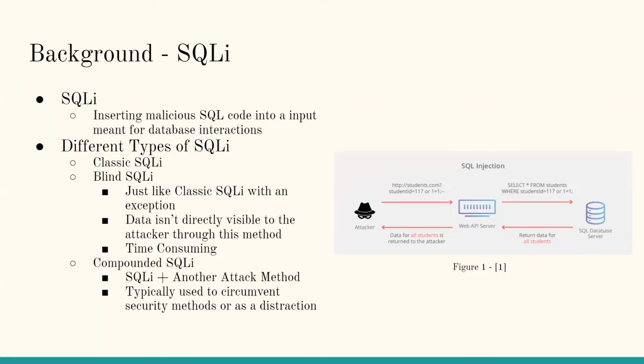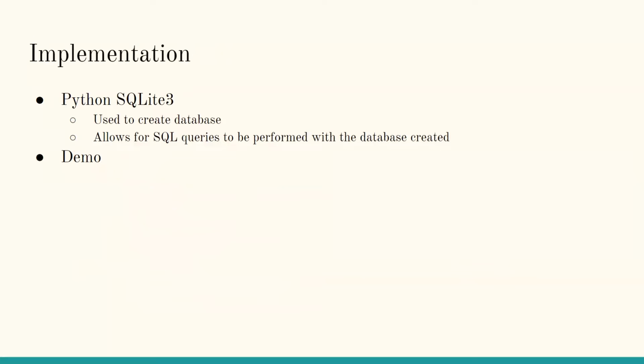There's also blind SQL injection, which is basically just classic SQL injection, but the user doesn't see anything. And so when this method of SQL injection is used, typically what occurs is the query itself is exposed and then the database is exposed. Although this method is very time consuming to do. And then there's also compounded SQL injection, which combines SQL injection with another attack method. So Python SQLite 3 was used to create the database and send queries to the database.